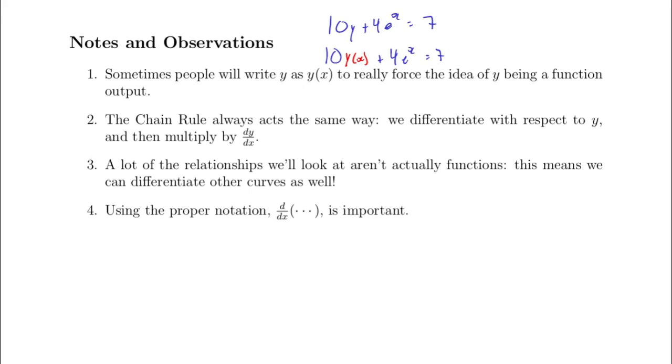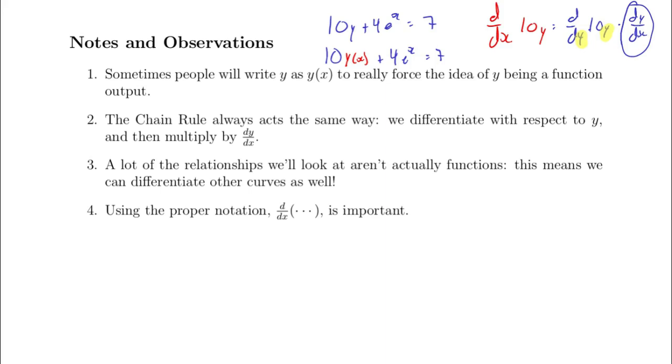So what I would rather is if we all got pretty comfortable with just seeing that d over dx of 10y has to be d over dy of 10y times dy over dx. The derivative of that function with regard to the variable that we care about, and then multiply this linking derivative together. Use the chain rule. The chain rule always acts in the same way. You're going to differentiate things with respect to y and then multiply by that derivative dy over dx. That's always going to be the same thing.